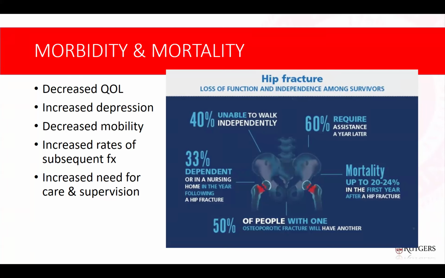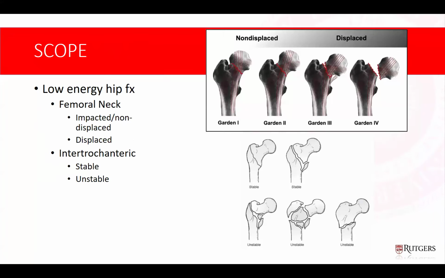You see on the diagram on the right some of the numbers associated with that. A third of patients end up dependent in a nursing home in the year after a hip fracture. 50% of people with one osteoporotic fracture have another one. 40% are unable to walk independently, and 60% require assistance at 1 year after injury. Mortality is also very high after these fractures. About a quarter of the patients will die within a year of their hip fracture, and that can be even higher in the high-risk patients. In terms of scope, it's really just low-energy elderly hip fracture patients. We'll talk a little bit about the differences in morphology, femoral neck, intertroch, but that's the scope of this presentation.